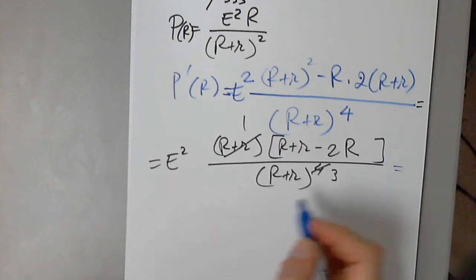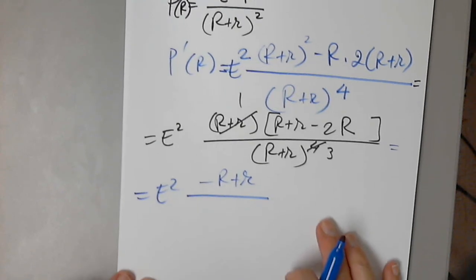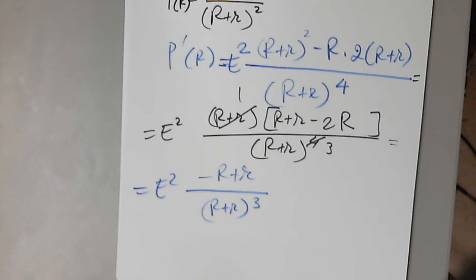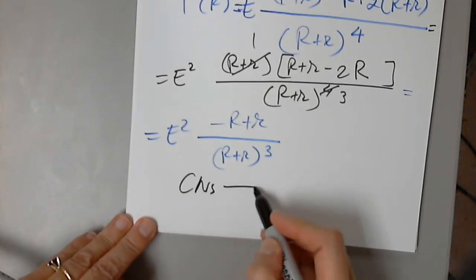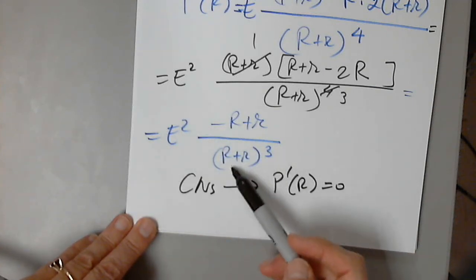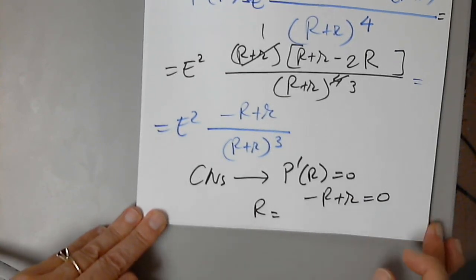Very good. So I have E squared, and this is negative R plus lowercase r over R plus R to the third. Don't bother with this, this is a constant. Now we have to find critical numbers, setting this equal to 0. So critical numbers by P prime of R set equal to 0, but this cannot be 0. So negative R plus lowercase r equals 0, so therefore R must equal lowercase r.